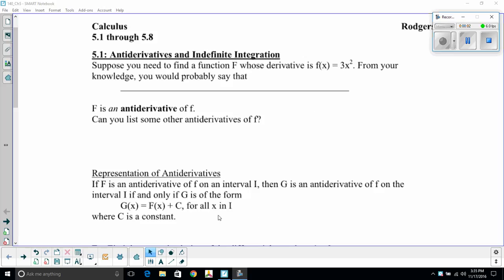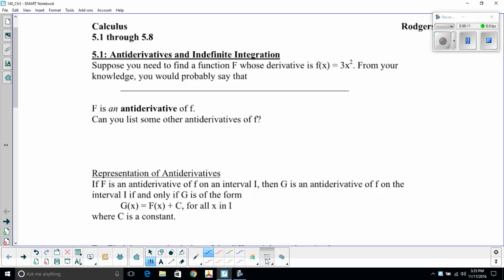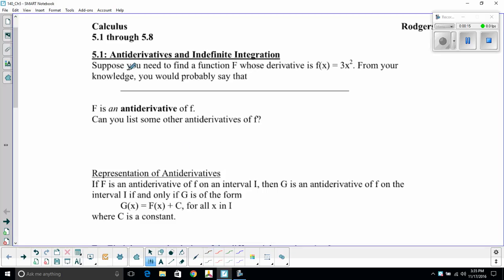Alright, so we're going to be talking about antiderivatives and indefinite integration. An antiderivative is exactly what it sounds like. It's the opposite of a derivative, so that means going backwards. Suppose you need a function F whose derivative is f of x equals 3x squared.